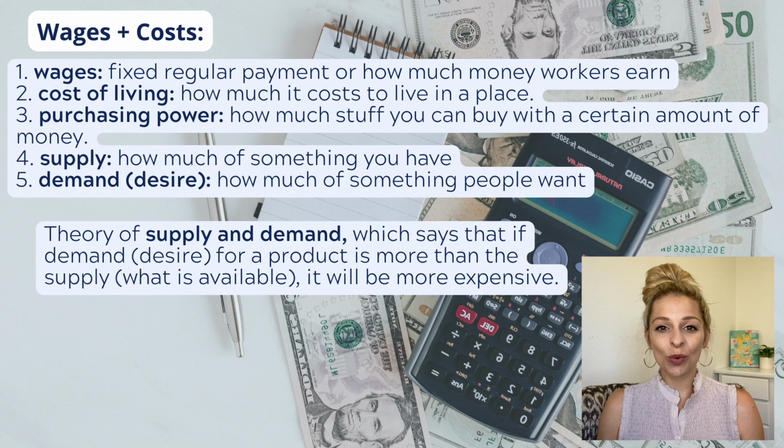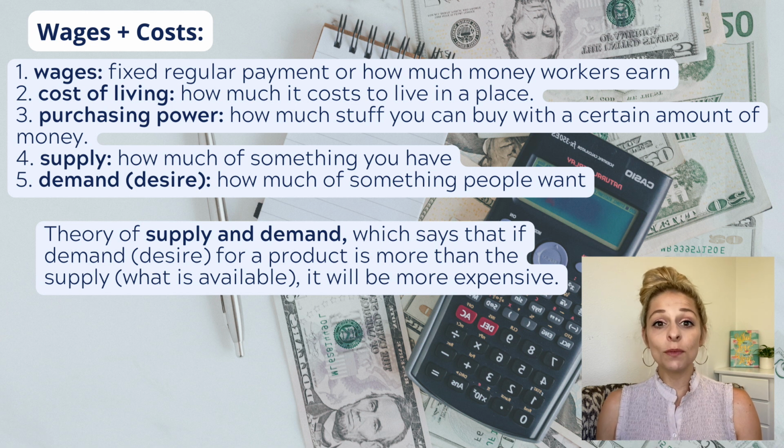Okay, moving on to words 4 and 5, we have supply and demand. Supply is how much of something you have, and demand is like desire. It is how much people want something. And I'm sure you are familiar with the theory of supply and demand, which says that if desire or demand for a product is more than the supply or what is available, it will be more expensive. Oftentimes we see these words put together, but you can also use them separately.